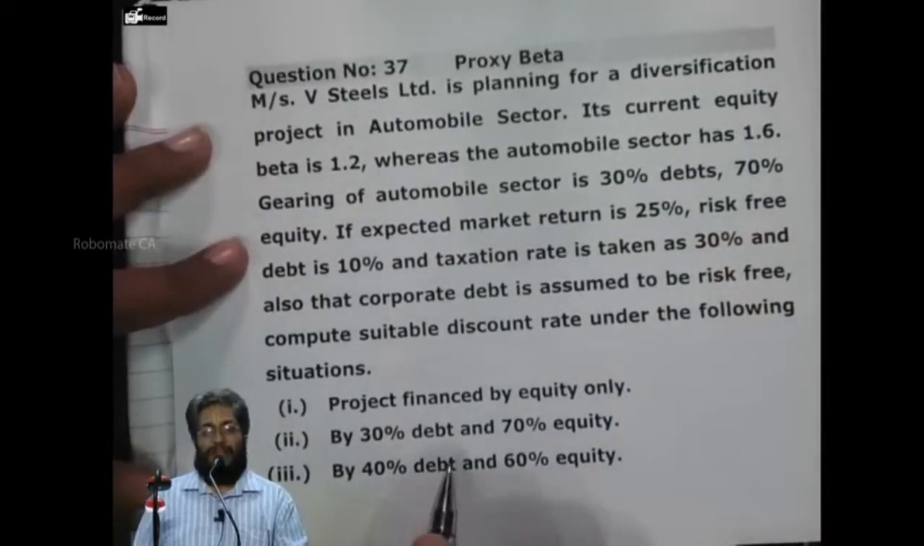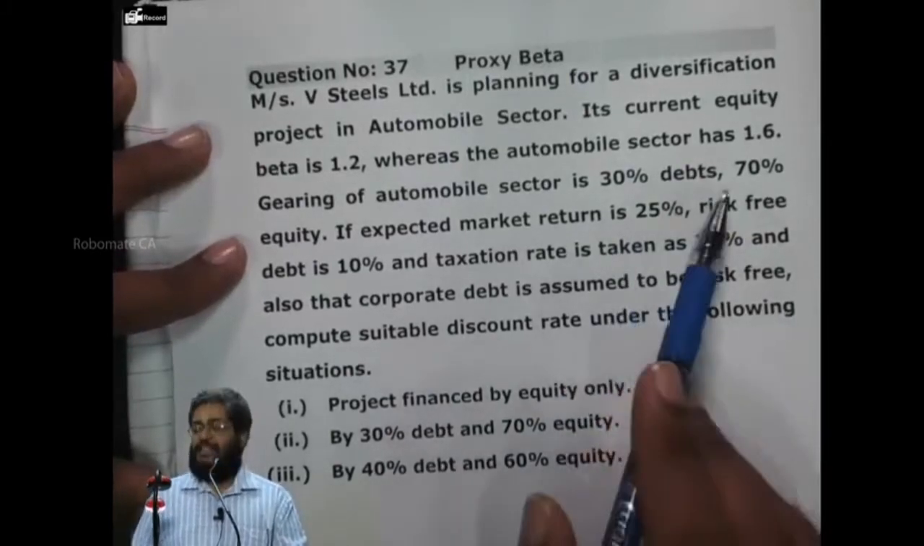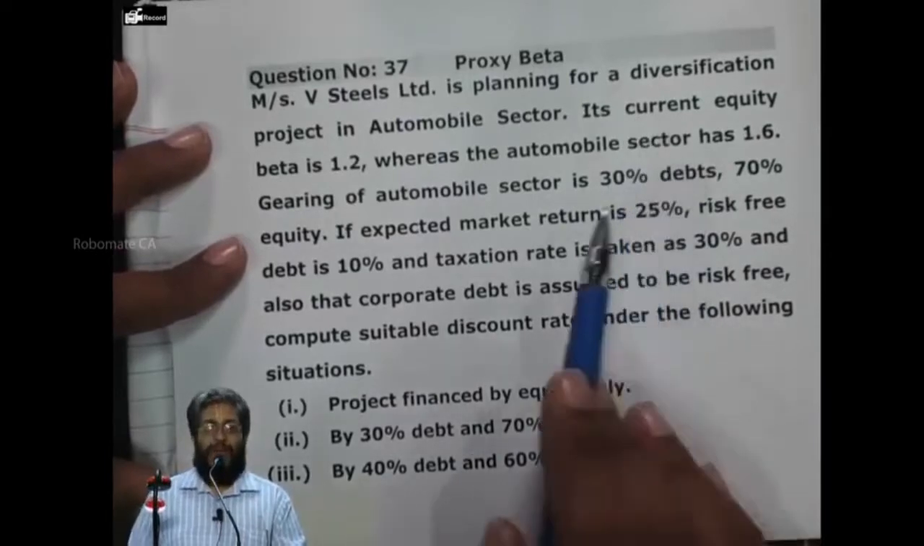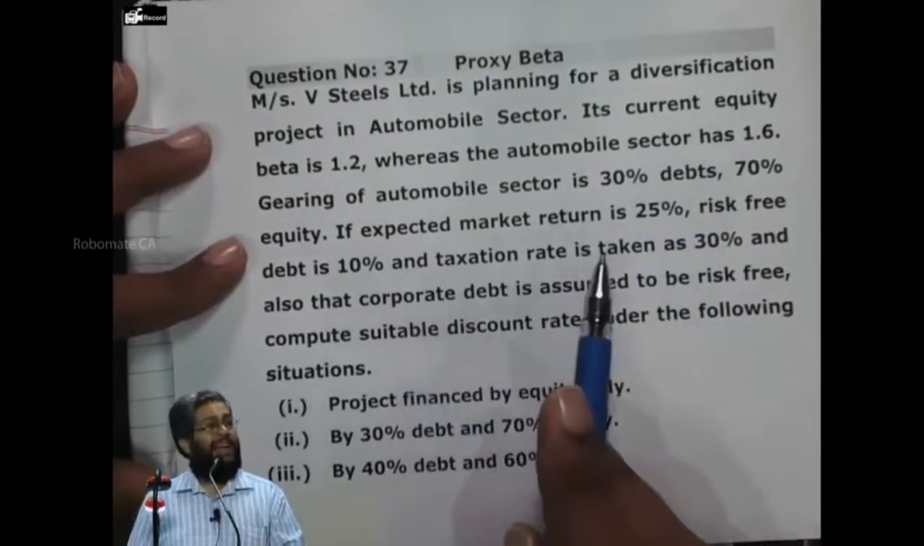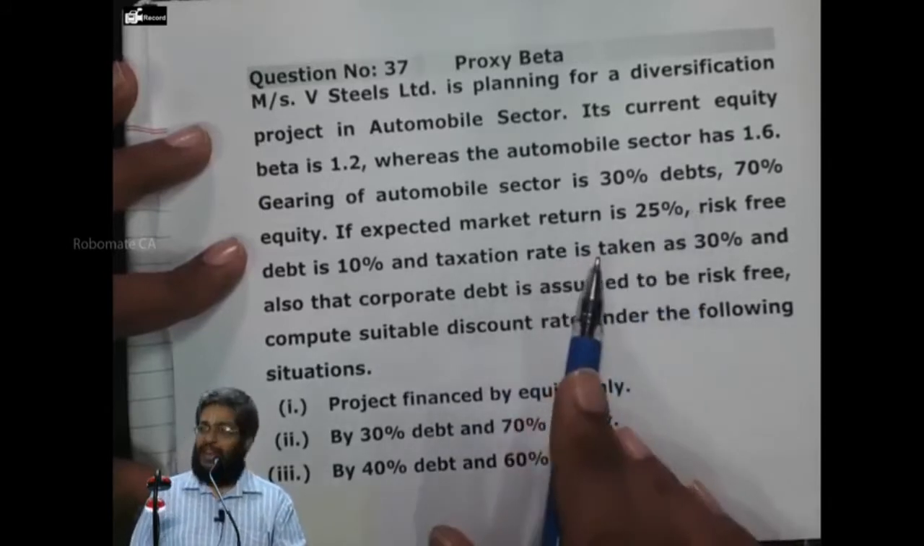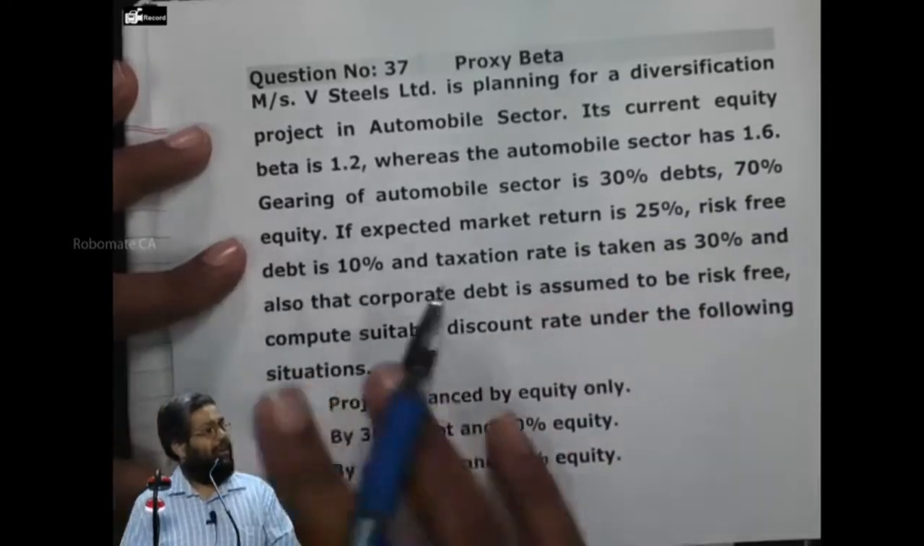40% debt and then what? 60% equity. Can I start or not? First, can I take the sector beta as it is? No. It has a different leverage. So unlever, relever, then calculate KE, and then calculate the WACC. Everybody following or not?